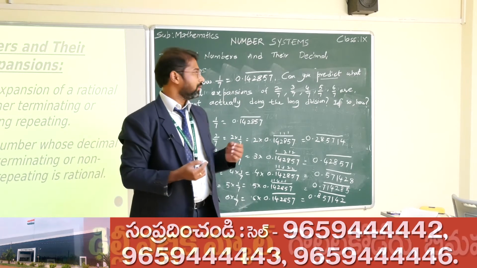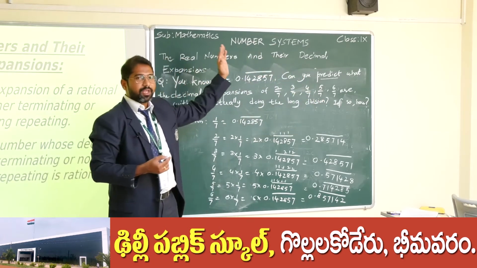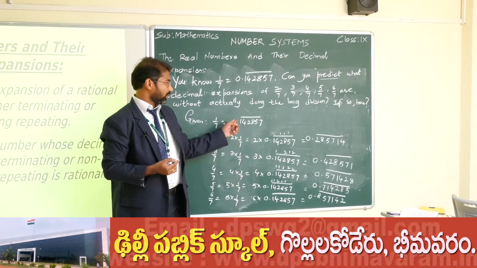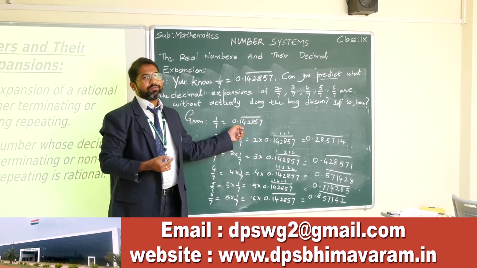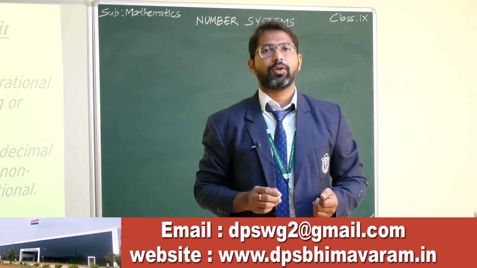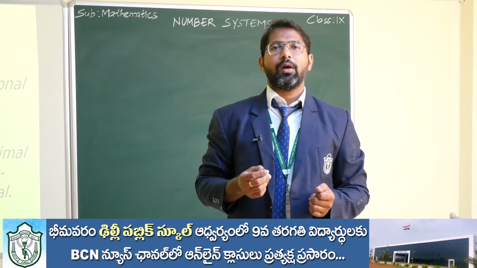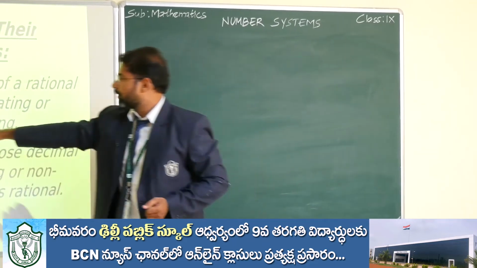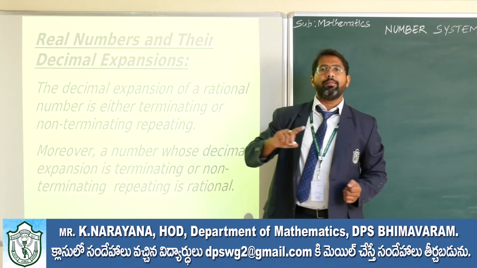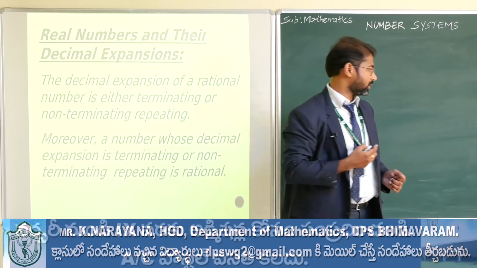Here I got the decimal expansions of all these rational numbers without doing long division, using the decimal expansion of 1 by 7. Now let's go to the next sum. Now we will see how to write a non-terminating and repeating decimal in the form P by Q, which is a rational number, through our examples.